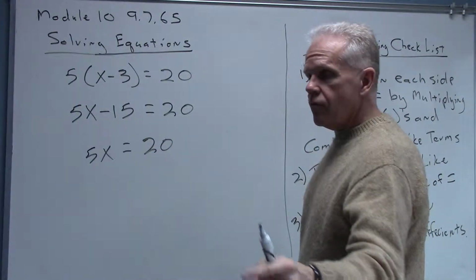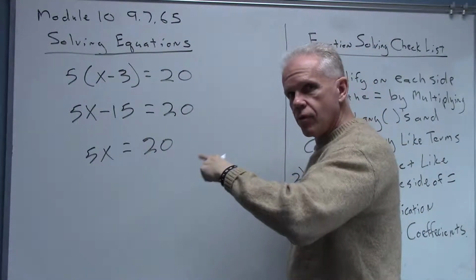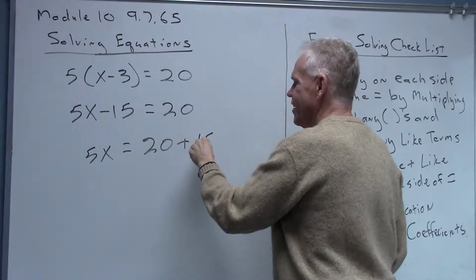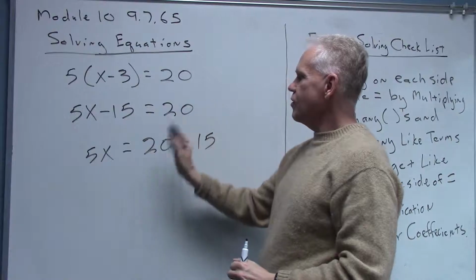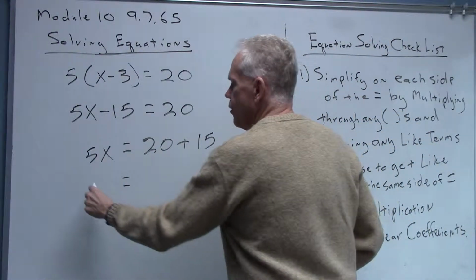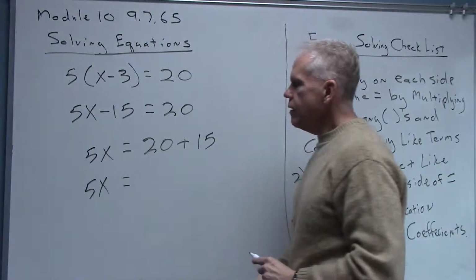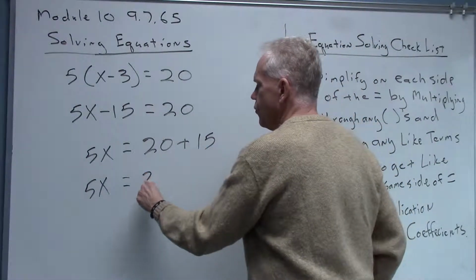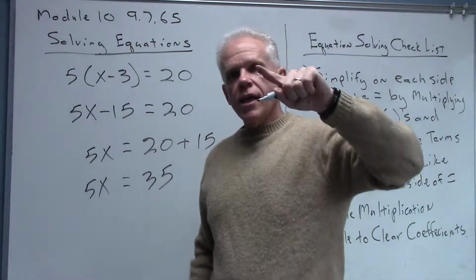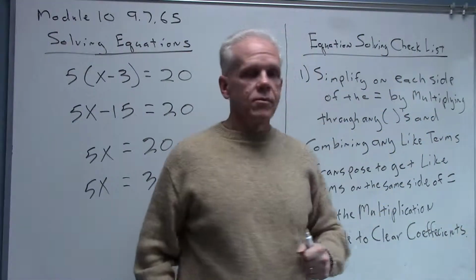Now, when the -15 comes over, what happens to it? You got it, it goes positive. Anytime something transposes across, it changes the sign. All right, so we got 5x right there. We got 20 plus 15 right here. Of course, you know that's 35. And finally, check number 3. We're up to number 3.